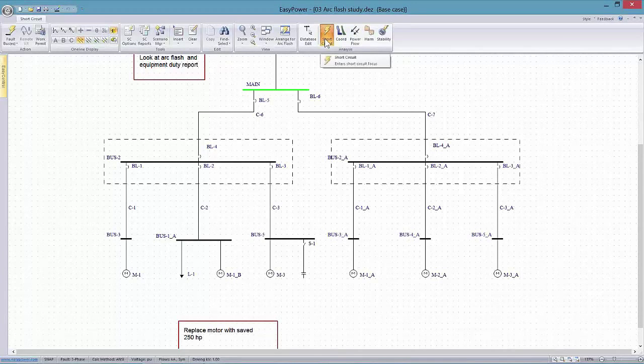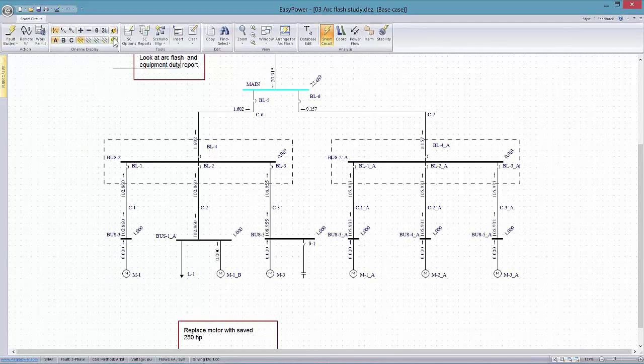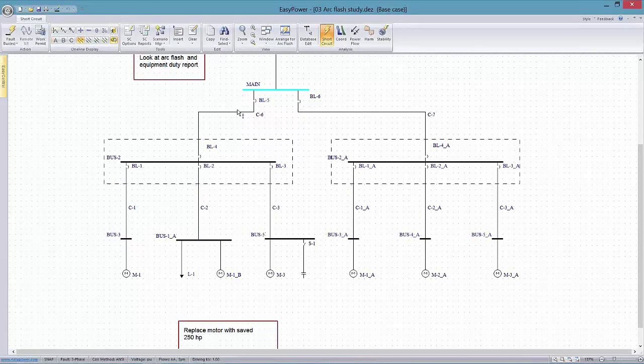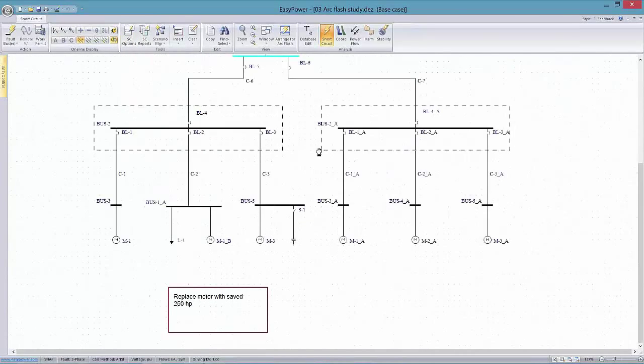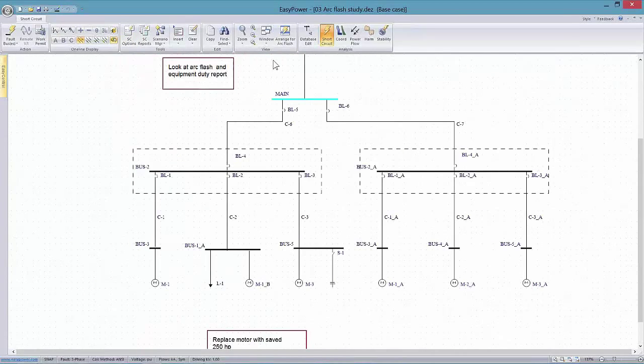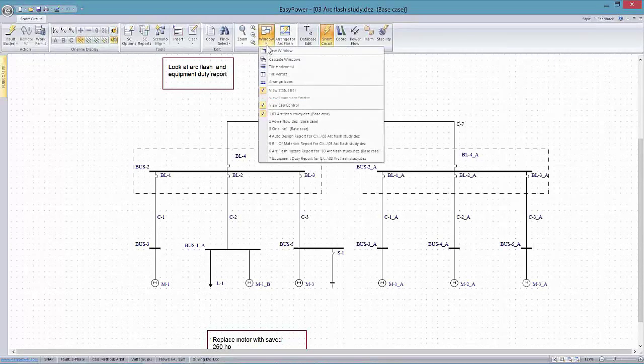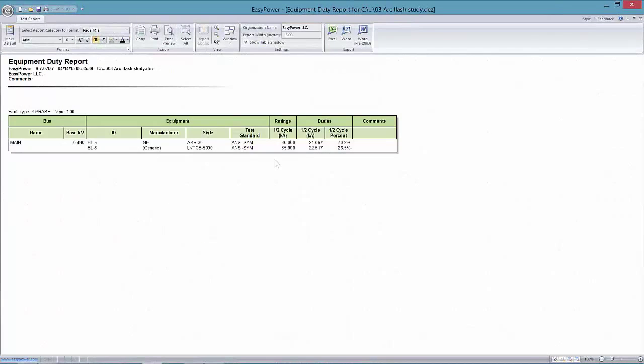So if we look at, I'm in short circuit focus now, we're going to fault the buses, I'm going to look at branch current. One of the requirements for arc flash is to examine equipment duty. So this little icon at the top left says equipment duty. If I display that, in this case it gives me a display of anything that's not meeting the equipment duty guidelines, and it also produces an equipment duty report.